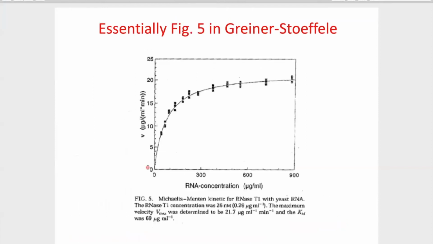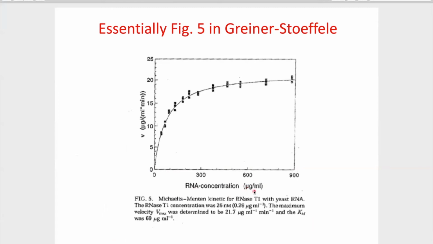And you've seen one of these graphs before, right? And essentially this is figure 5 in the Grainer, Stoffel, probably butchering those names, paper, right? And this is the Michaelis-Menten plot, right? On your x-axis, you have the substrate, RNA, right? It's the concentration of RNA, it's RNase. So the substrate is RNA, RNase backs up, chews it up, right?